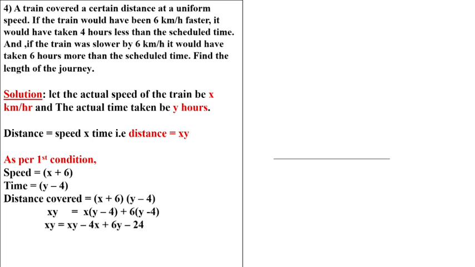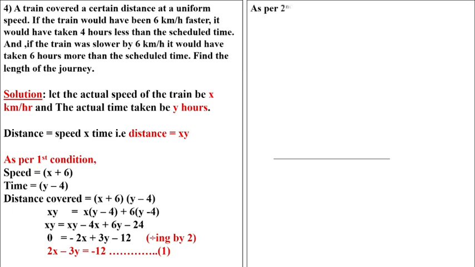We will solve this bracket. xy equal to x into y, xy, x into minus 4, minus 4x, 6 into y, 6y, 6 into minus 4 is minus 24. Now xy will cut. What is left? Minus 4x plus 6y minus 24, we will divide by 2. We get minus 2x plus 3y minus 12. We will form the equation: minus 12 will go to the other side and minus 2x plus 3y will go to the left side, the sign will be changed.